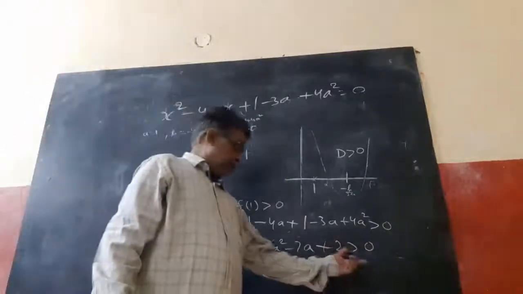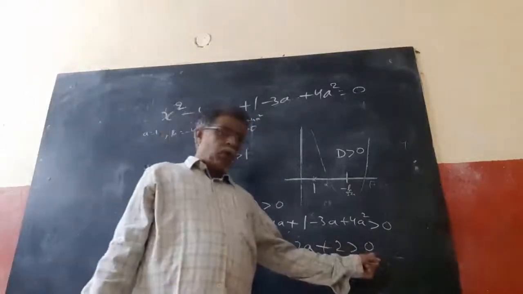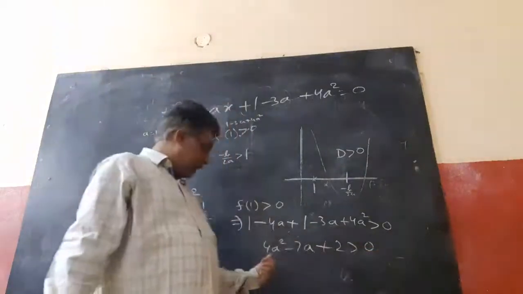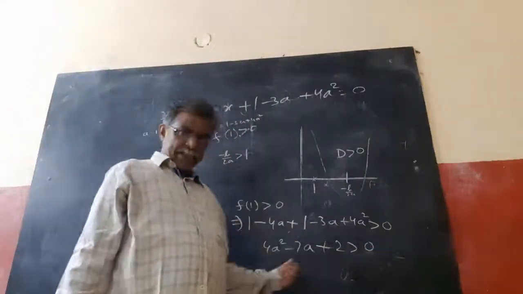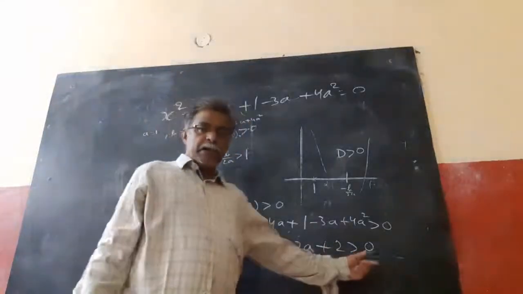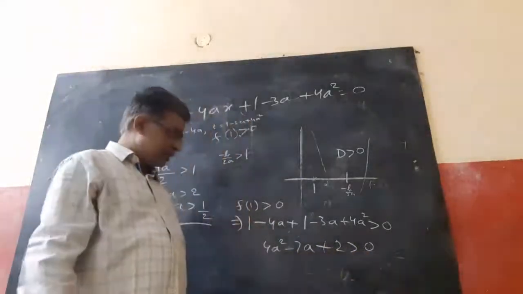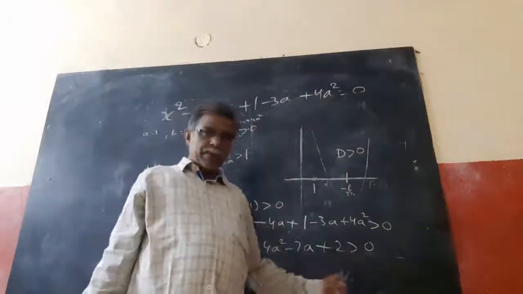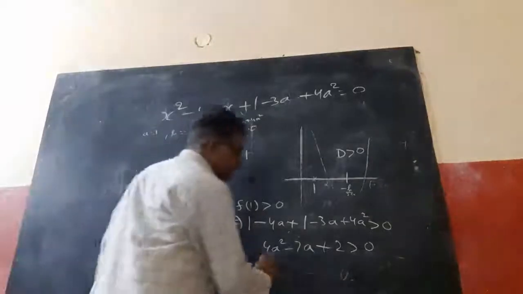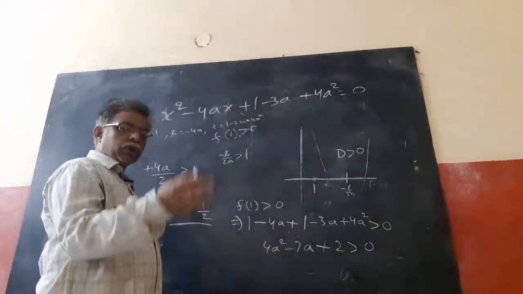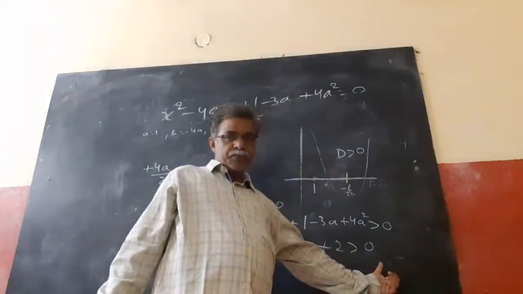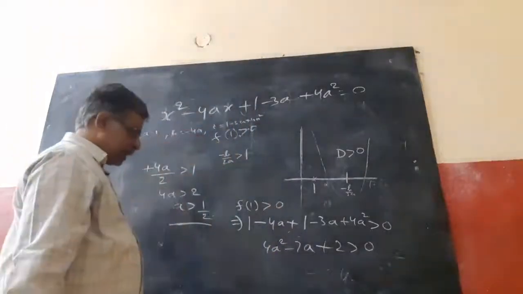Here the coefficient of a square is 4, greater than 0. This is a quadratic expression which is greater than 0 with a positive leading coefficient. Means this is possible only if b square minus 4ac is less than 0. That you can go for, or you can factorize this, finding the roots. a should not lie between alpha and beta. Then only both are having the same sign.